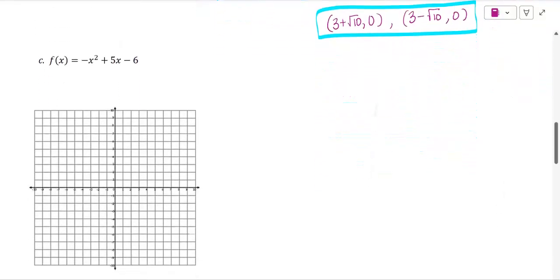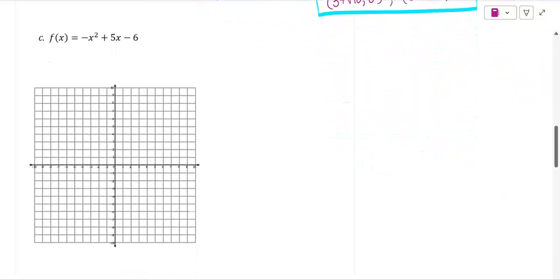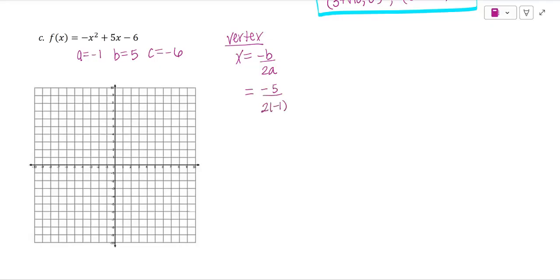In this next example, our A term is negative, so we're expecting the parabola to be facing down. A is negative 1, B is 5, and C is negative 6. Let's start by finding our vertex. So we want to use x equals negative b over 2 times a. So that is negative 5 over 2 times negative 1, or x is equal to 5 halves.